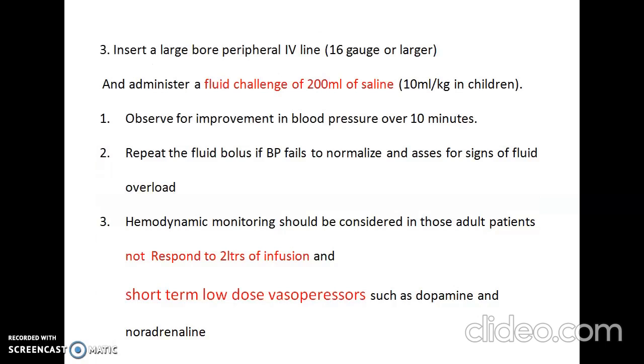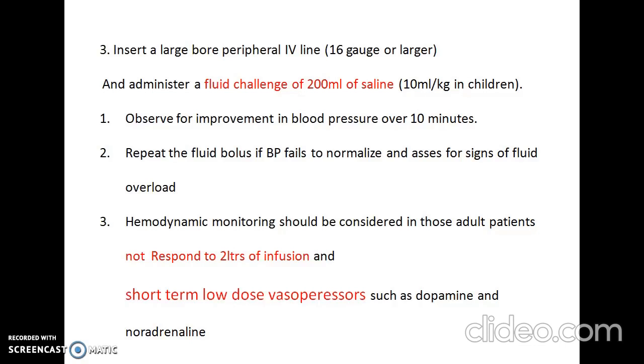Now, in order to improve the circulation, the blood volume can be raised, so we can insert a large bore peripheral IV line, number 16 gauge or larger, and start administering fluids. This is called a fluid challenge. Initially we will be giving 200 ml of saline. In children, 10 ml per kg will be administered.